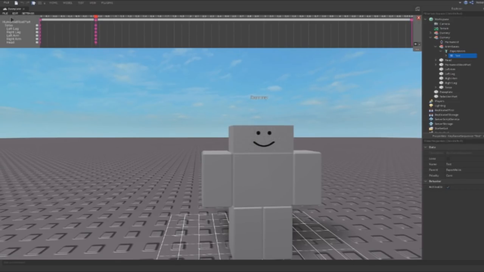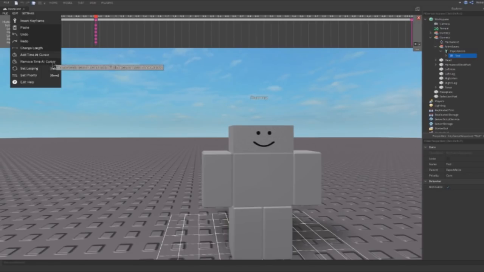And then if you were to go to the add time at cursor, it's not really something I use. Remove time at cursor isn't really something I use either. Set looping. Looping basically makes it so your animation keeps playing, like keeps restarting every time it finishes. If it's false, it doesn't restart. If it's true, it does restart.